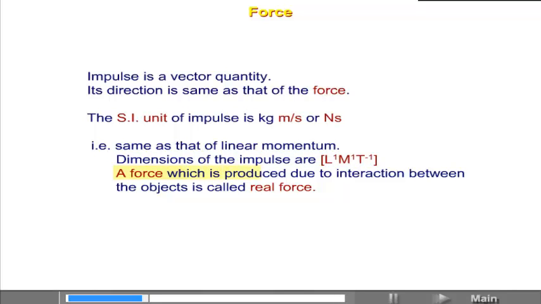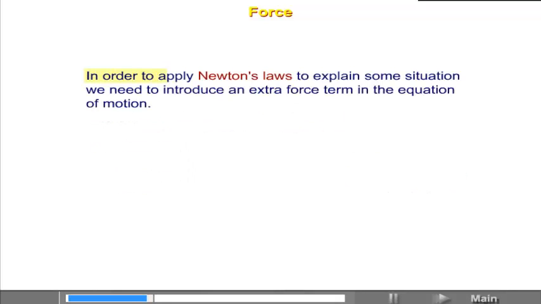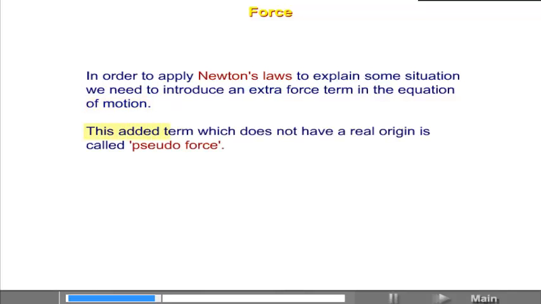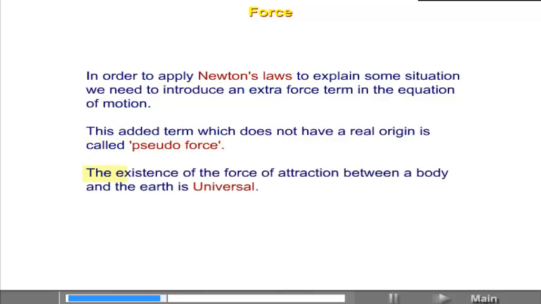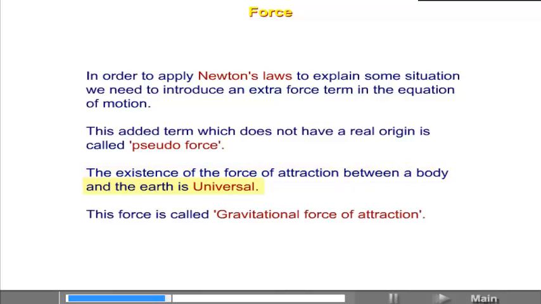A force which is produced due to interaction between the objects is called real force. In order to apply Newton's laws to explain some situation, we need to introduce an extra force term in the equation of motion. This added term, which does not have a real origin, is called pseudo force. The existence of the force of attraction between a body and the earth is universal.